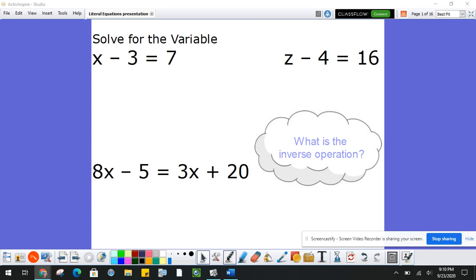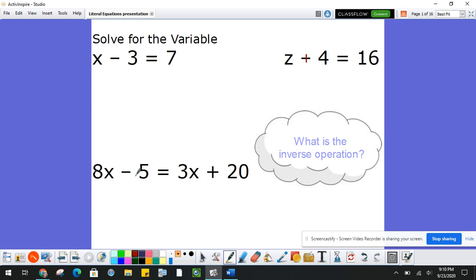Now, let me change this one up a little bit because it's also a subtraction problem. But what if this was an addition problem? Well, the inverse of addition would be to subtract 4 here and subtract 4 on the other side of the equal sign. I would be using inverse operations.